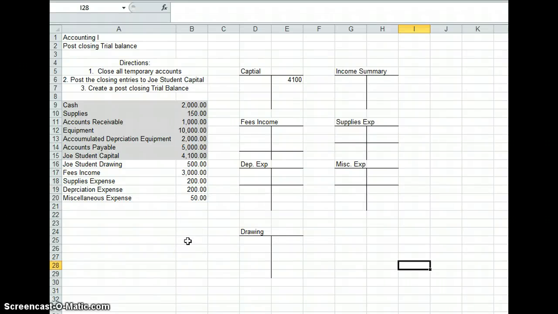Hi, today we're going to talk about temporary accounts, posting closing entries, and creating a post-closing trial balance. So you can see here that I have a listing of accounts and amounts.